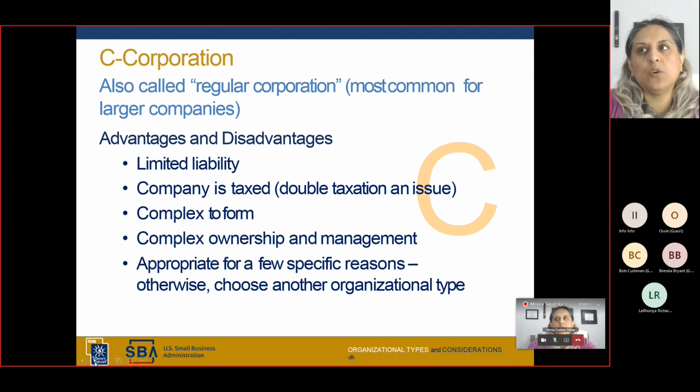So the taxation with the C Corporation: the company itself is taxed on its business profits. The owner pays individual taxes on money they receive from the corporation as salary, a bonus, or a dividend. Double taxation is an issue with the C Corporation since the profits taxed at the corporate level are taxed a second time at the personal level as dividends.